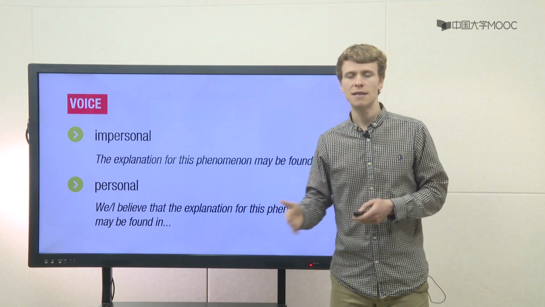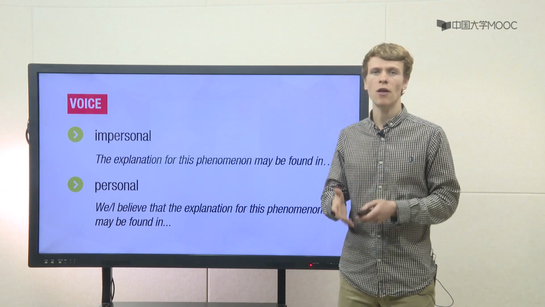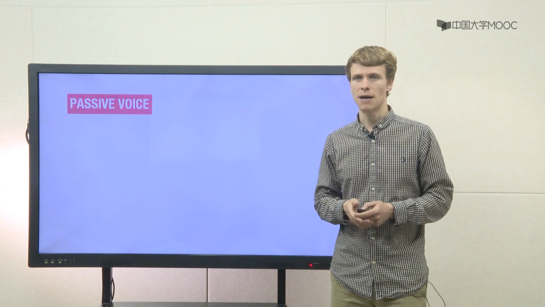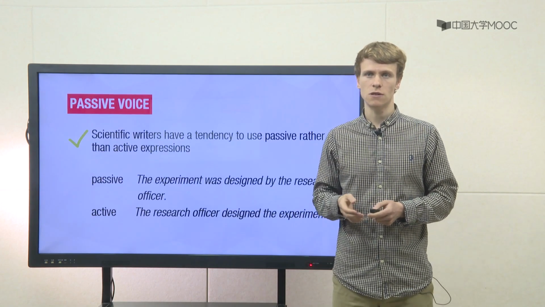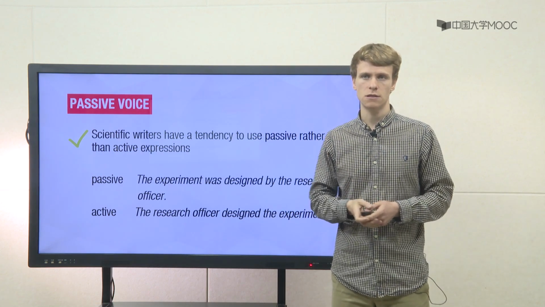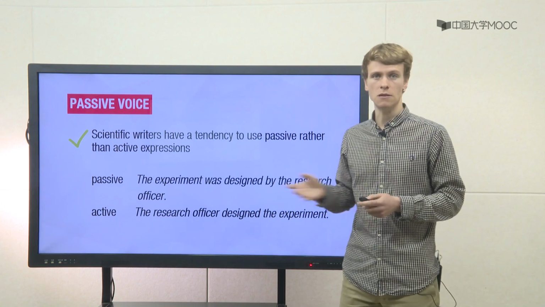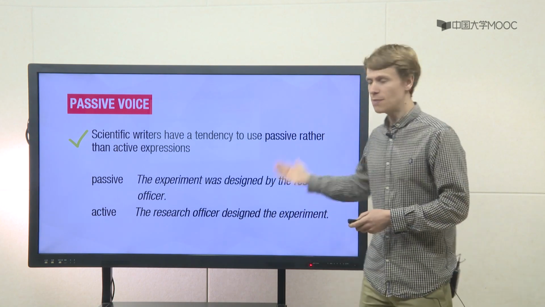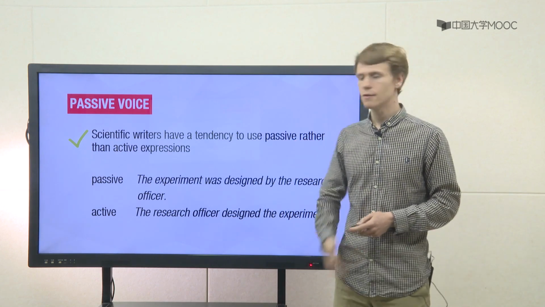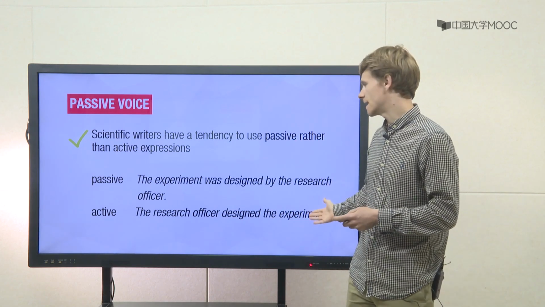Scientific writers have a tendency to use passive rather than active expressions. Stating that A was affected by B uses the passive voice, while stating that B did something to A uses an active voice. In this example, it's quite clear. The experiment was designed by the research officer. The research officer designed the experiment.